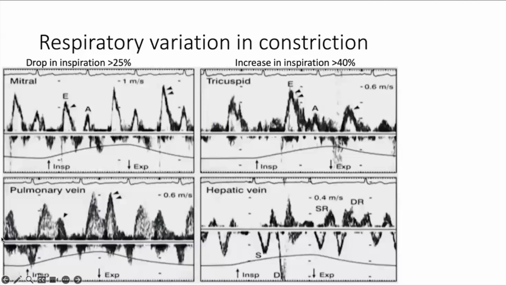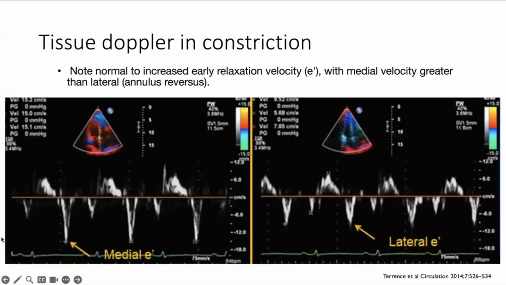Note that these numbers are different for constriction and tamponade. So with constriction, you need more than 40% change, while it was more than 60% for tamponade. And you need a drop of more than 25% in the left side compared to the 30% for tamponade.